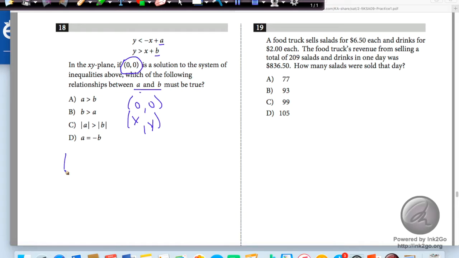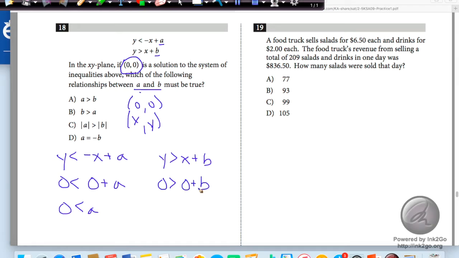Let's take my y is less than -x plus A, and I'm going to take 0 is less than 0 plus A. And what I get out of this is that A is greater than 0. On my second equation, I get y is greater than x plus b. If I plug my 0 in here, 0 is greater than 0 plus b, and then b is going to be less than 0. So A is greater than 0, but b is going to be less than 0.